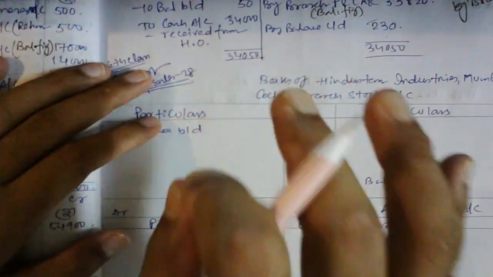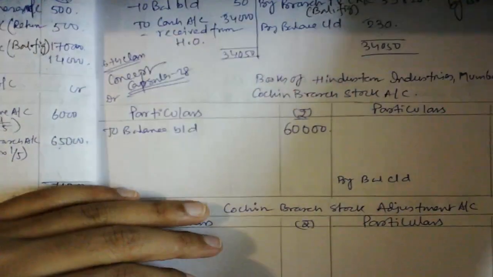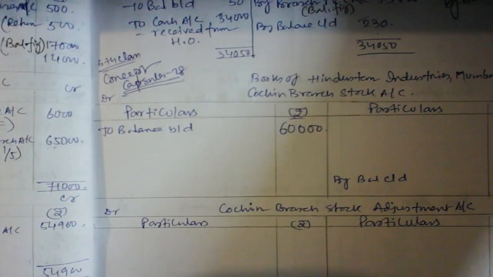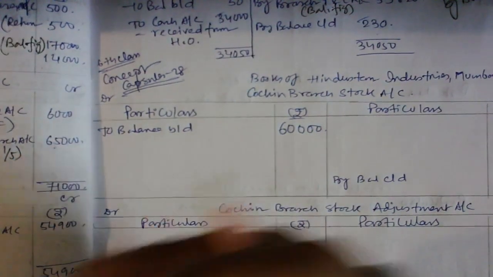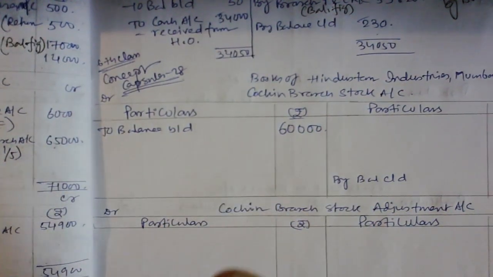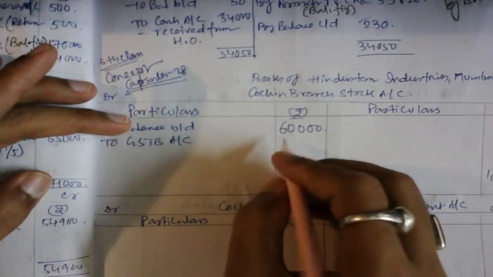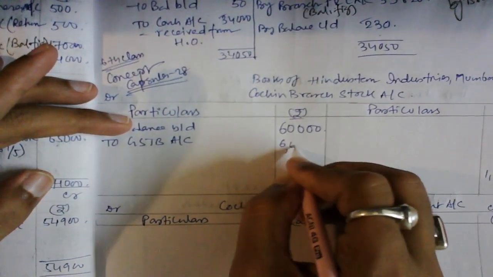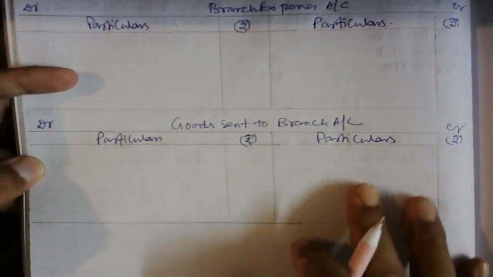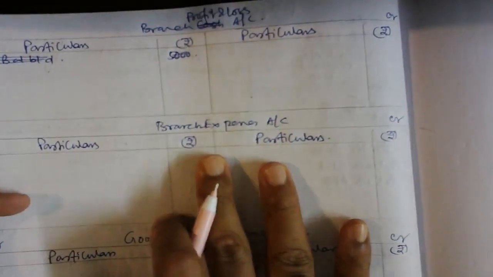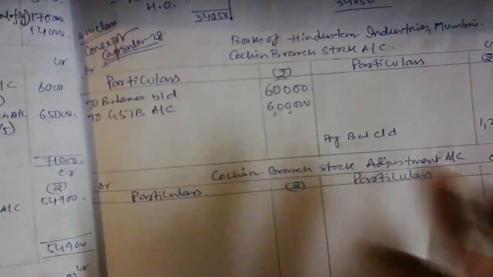Now goods received from HO at invoice price 6 lakh. So when goods are received from HO, the journal entry will be branch stock account debit to goods sent to branch account. So can I write the goods sent to branch account? How much will it be? 6 lakh rupees. As it is goods sent to branch, we are mainly maintaining the goods sent to branch account, branch expense, branch profit and loss, Cochin branch stock, Cochin branch stock adjustment, and also the branch debtor account. So everything we are maintaining here.